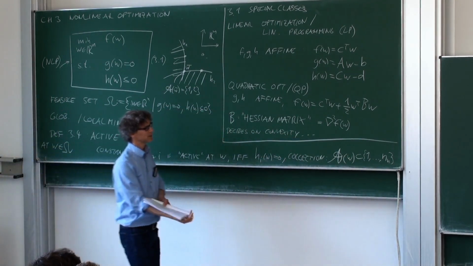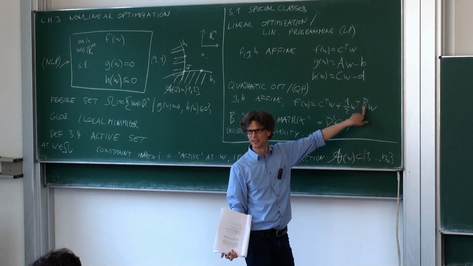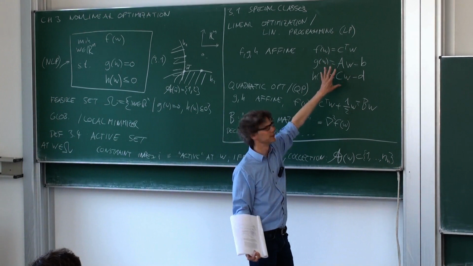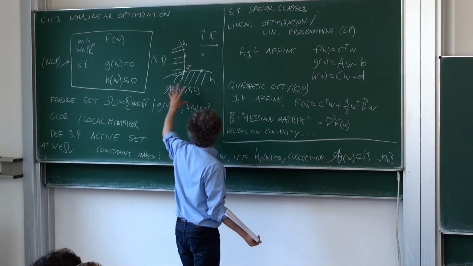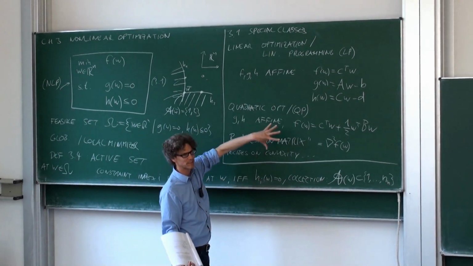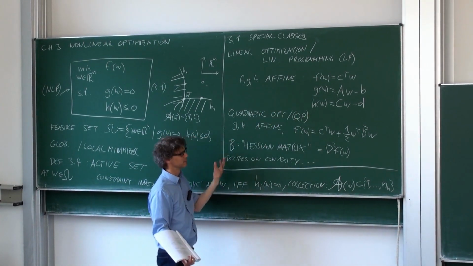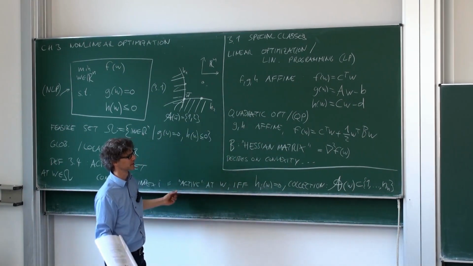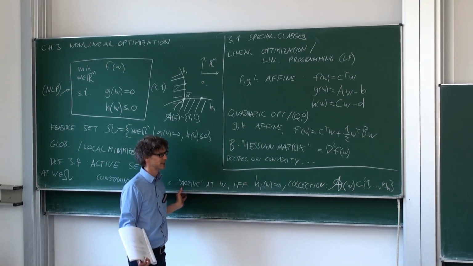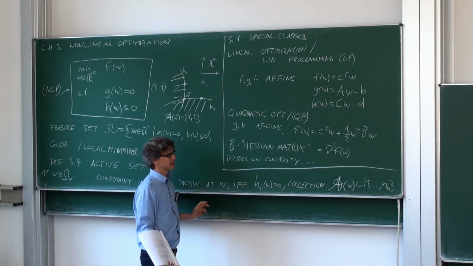And maybe one thing I should point out is that if this matrix B is 0, you would just have an LP. So you see immediately that NLP is the superclass, QP is a subclass of it, and LP is a subclass of that, right? It's getting simpler and simpler. Linear programming is, so to say, one of the simplest classes.